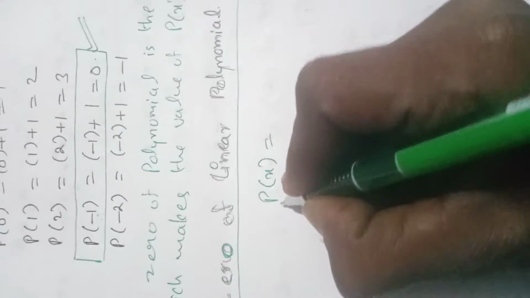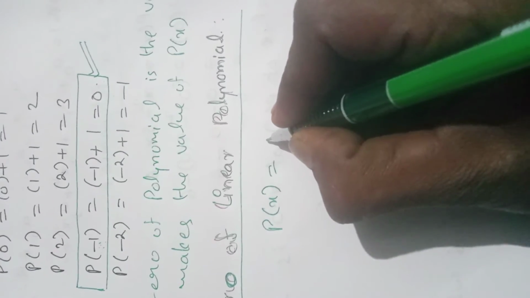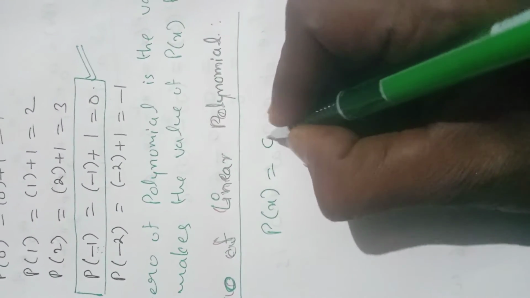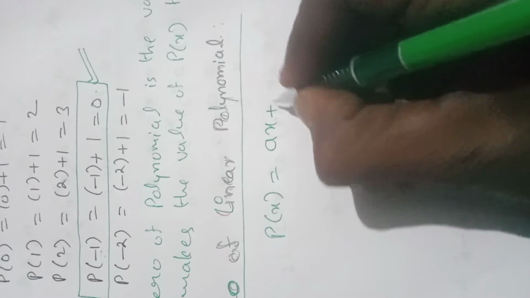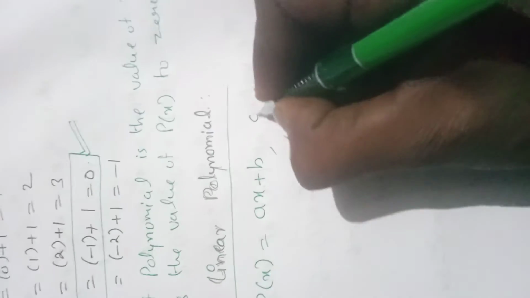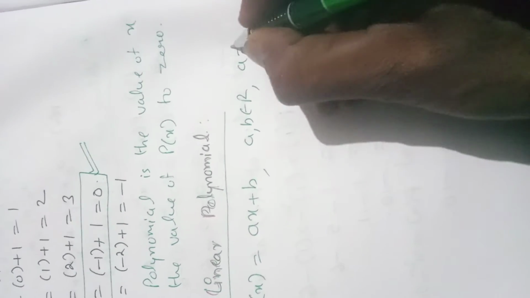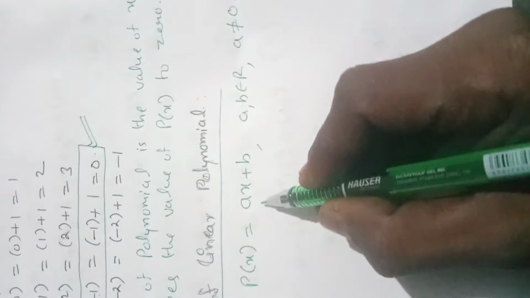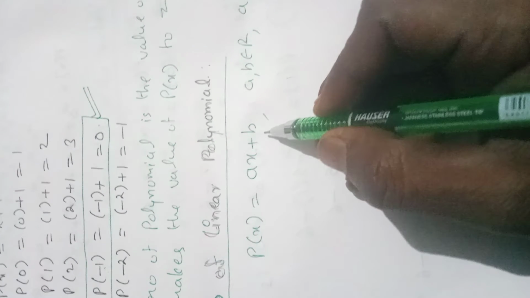Okay, we have one polynomial, it is p of x. Its linear polynomial, its general form is ax plus b, where both a, b belong to the real numbers as well as a should not be equal to 0, right? If a is not equal to 0, then we call it the linear polynomial.